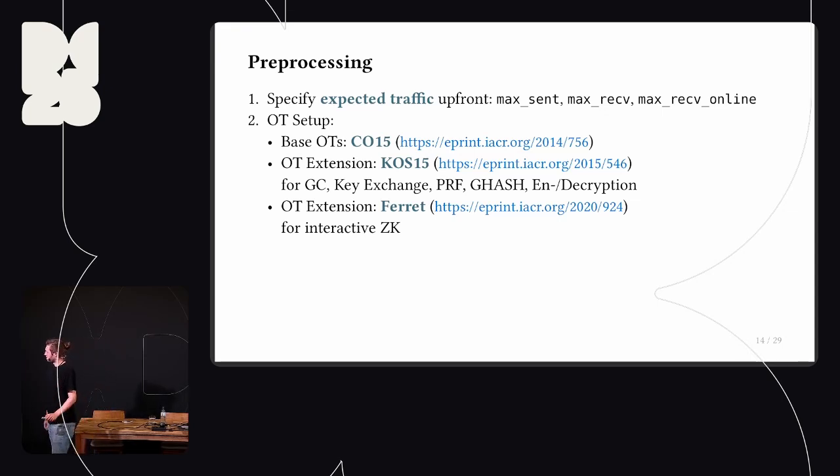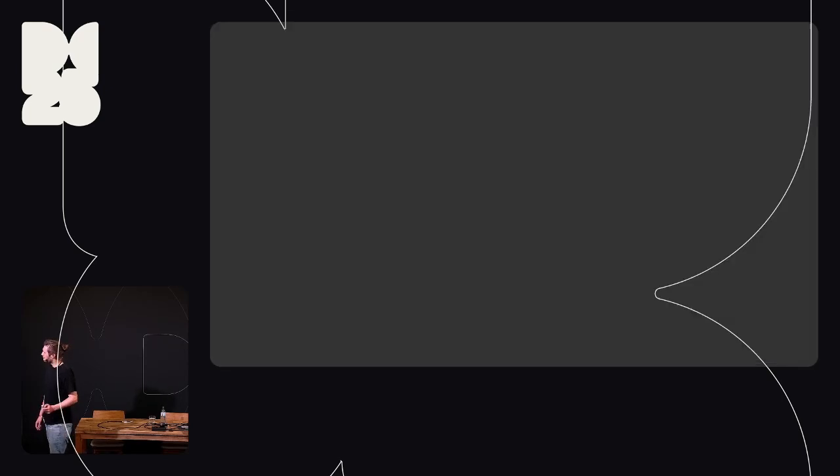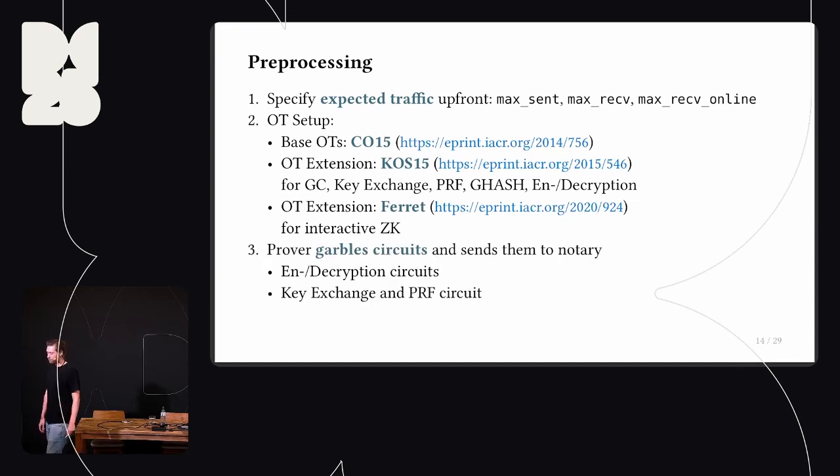Okay, so now we have run our OT machinery. Because we already know roughly what the expected traffic amount is, the prover can now garble all the circuits and send them to the notary. This is especially the encryption and decryption circuits for the traffic, but also the PRF circuit, and there's also a small garbled circuit involved in key exchange. And we also prepare our interactive zero-knowledge protocol.